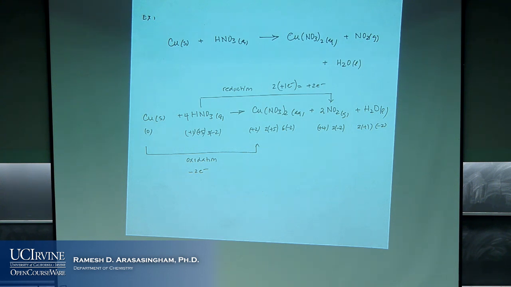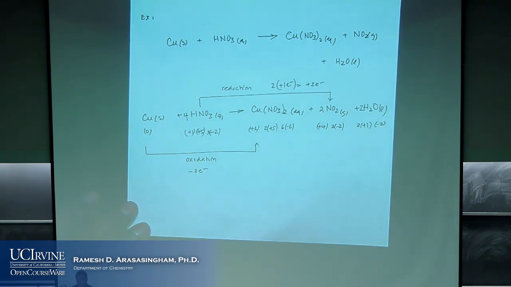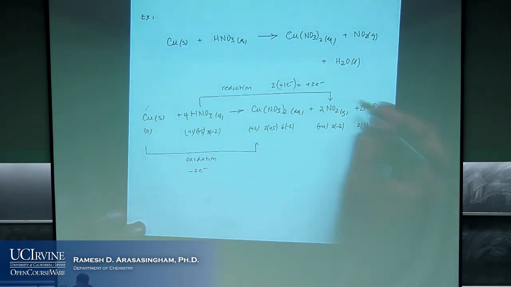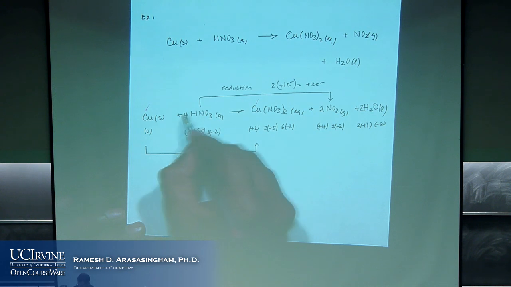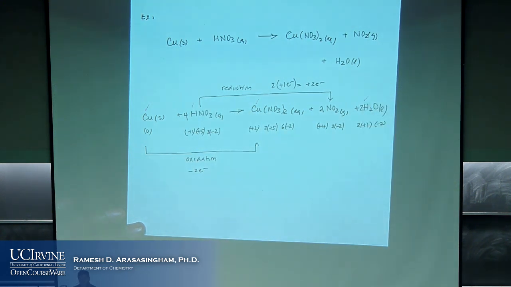Okay? So once you figure that out, now I can go back and say, so I have 4 hydrogens, therefore I need 2 waters on this side. Okay? Now let's make sure our equation is balanced. And I'm going to now confirm. I have 1 copper, 1 copper. I have 4 hydrogens. I have 2 times 2, 4 hydrogens.